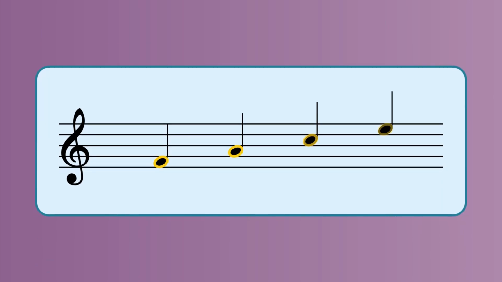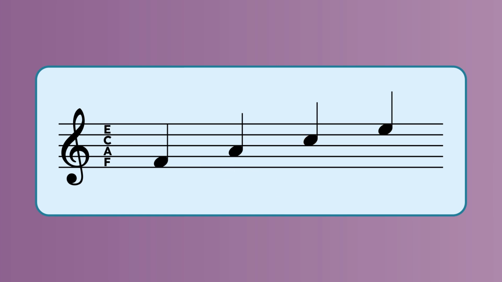Whenever you see a note head sitting between 2 lines, it's a space note. To find the name of a space note, spell the word face with F in the first space, then A in the second space, C in the third space, and E in the fourth space.